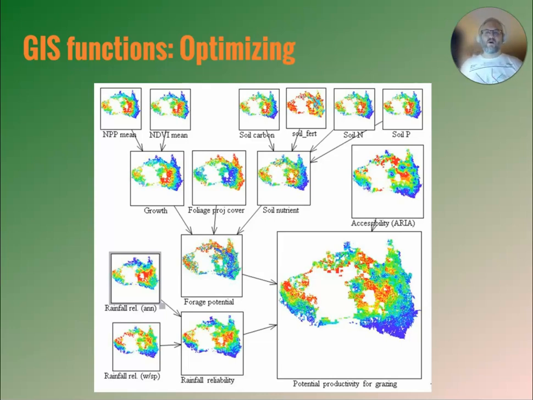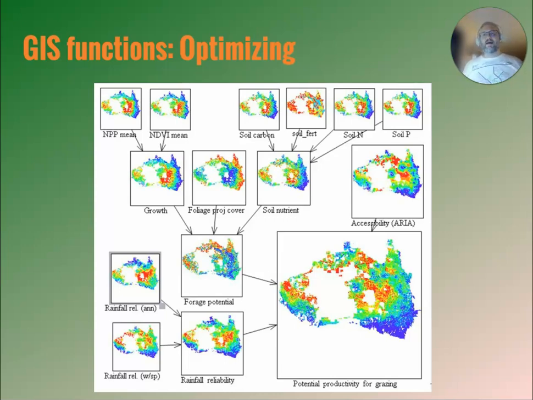But then they're combining a whole bunch of different variables, a whole bunch of different things that are relevant to whether a spot is going to be good for grazing cattle and sheep. So they're looking at things like the soil composition. Across the top right there, you see things like soil carbon, soil nitrogen, soil phosphorus, right?